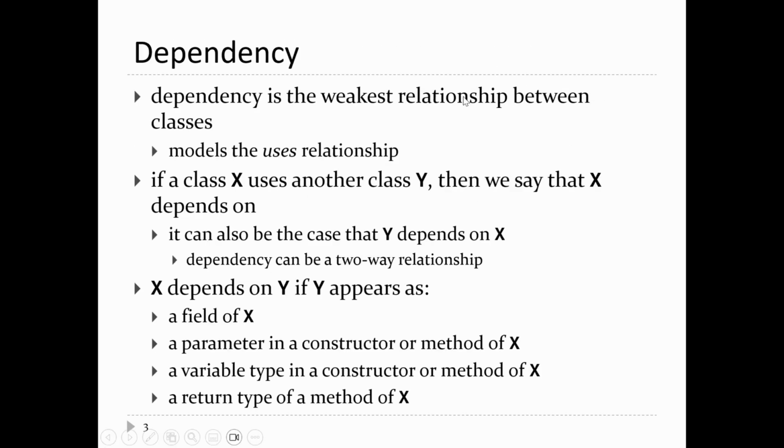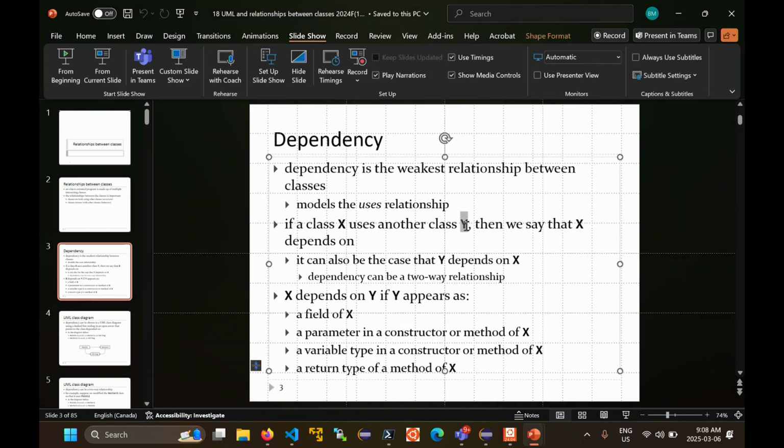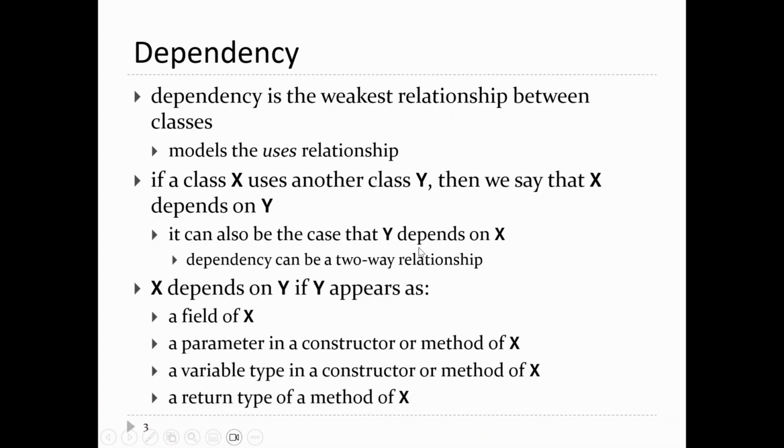The weakest relationship that you can have between two classes is called dependency. Dependency models the uses relationship, so one class uses another class. If X uses Y, then we say that X depends on Y. Now, it can also be the case that Y depends on X, so dependency can be two-way. Both classes can depend on one another. They use one another.